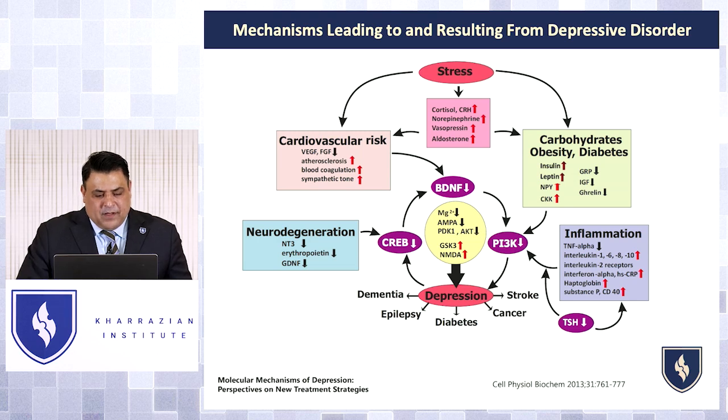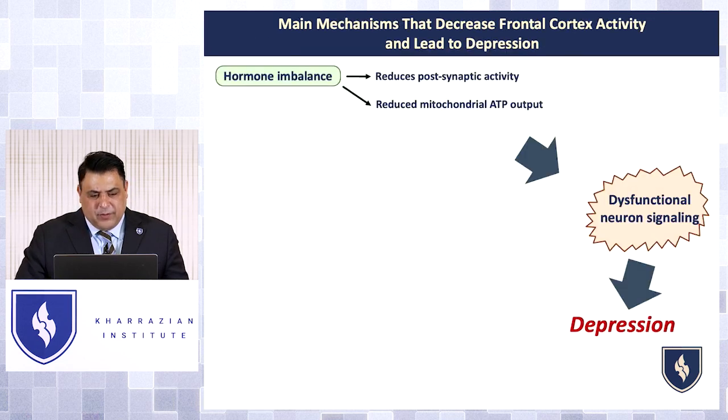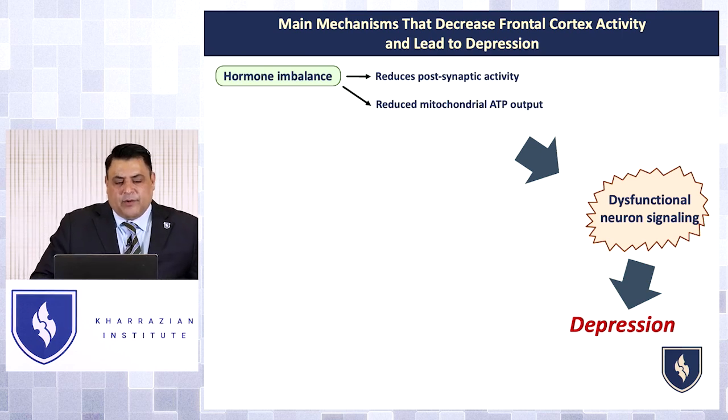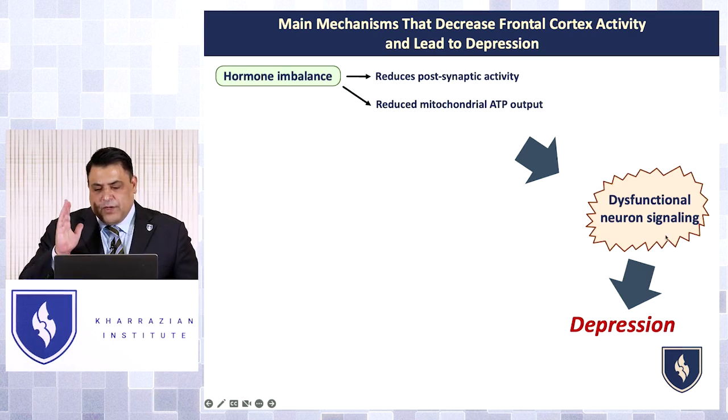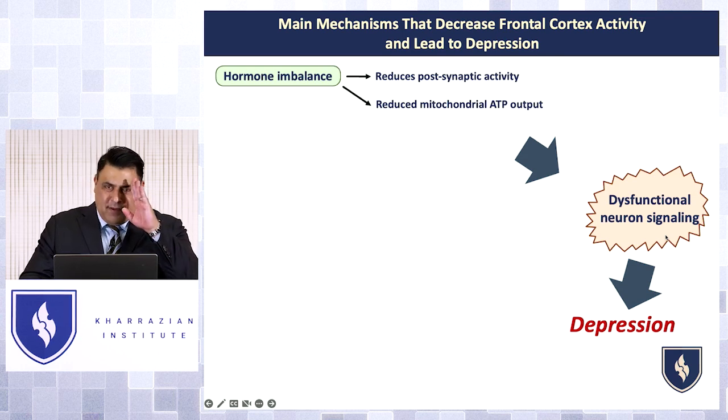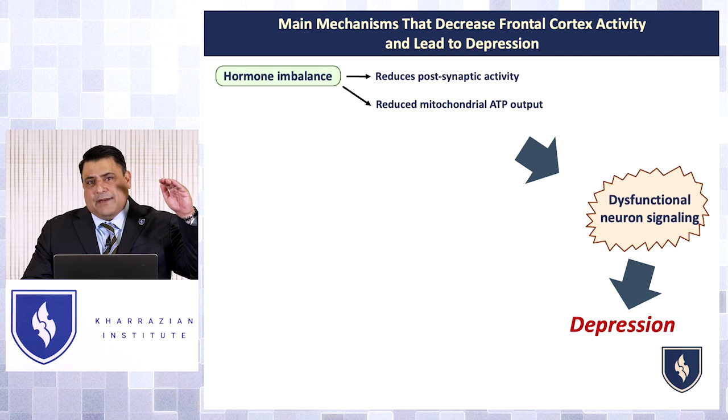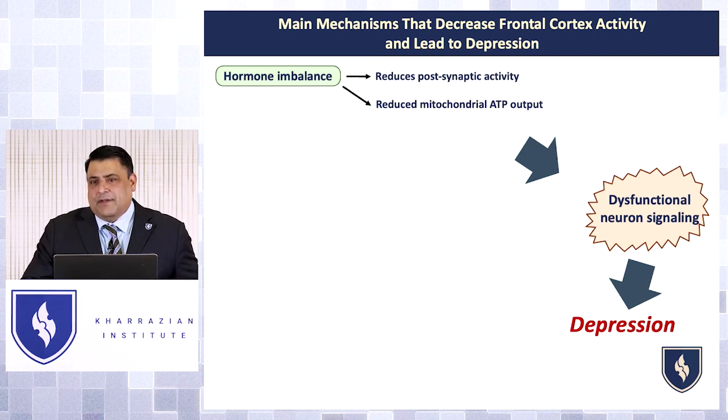So this can happen from various mechanisms, but ultimately hormonal issues, inflammatory issues can be a factor. So then we went through this list in the course. We talked about hormonal imbalances that can decrease postsynaptic activity, reduce mitochondrial activity, and these things can cause dysfunctional neuron signaling. So when you look at major depressive disorder, when the frontal cortex and limbic regions have their frequency of firing or their brain activity go down, that's when a person gets depressed. So hormonal imbalances have been shown to do that.